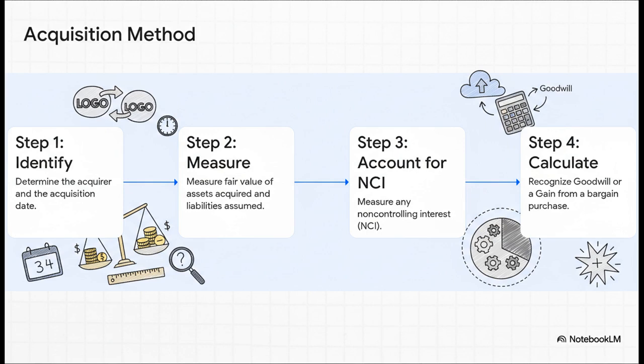First up, you've got to identify who the buyer is and the exact date it all went down. Second, and this is a big one, you have to measure everything at its current fair value. So the real market price of all the assets and debts you're taking on. Third, you have to account for any non-controlling interest, which is just a fancy way of saying the piece of the subsidiary you didn't buy. And finally, you do the math, which leads you to one of 2 outcomes, something called goodwill or a gain.